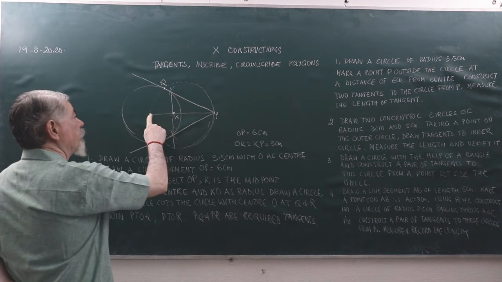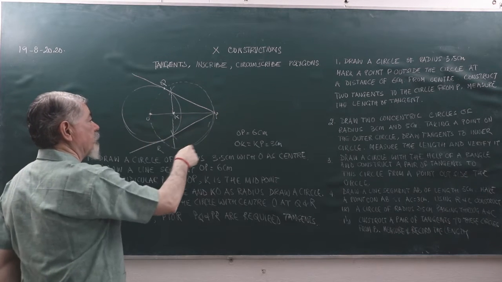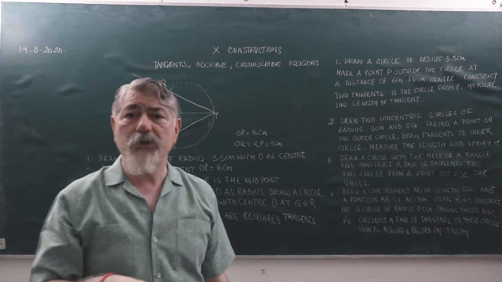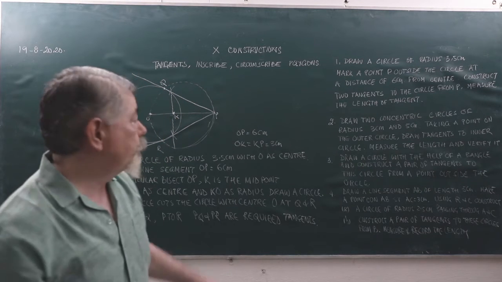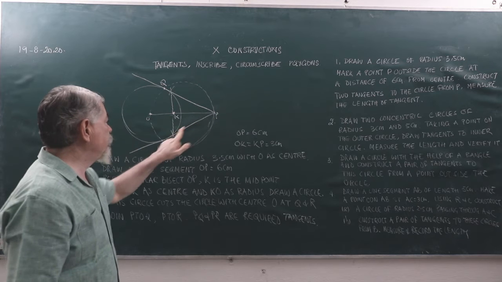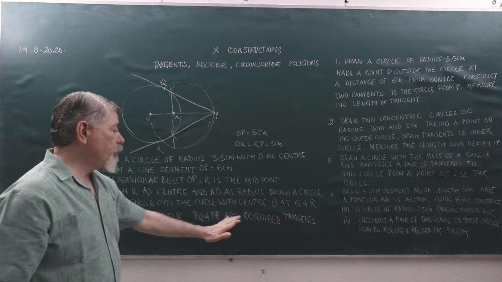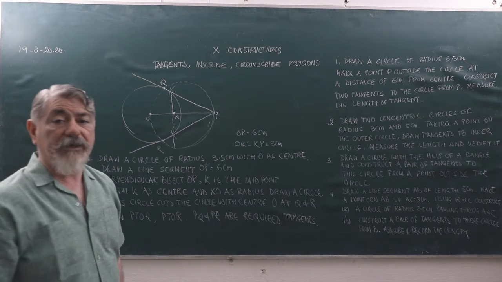Take K as center, open up your compass till O and draw a circle. This circle will cut the circle with center O at points Q and R. Join P to Q and P to R. PQ and PR are the required tangents.